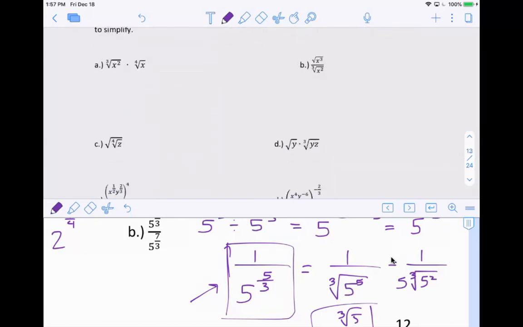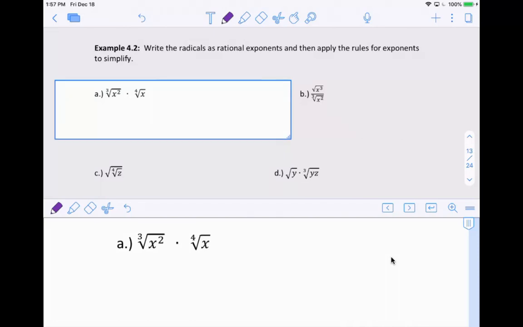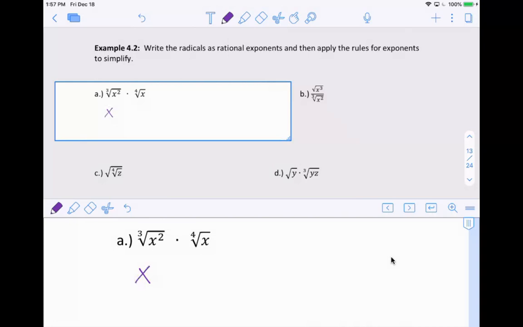Let's work with some variables now, where you'll probably see more of these. This looks like a hot mess. Straight up a hot mess. The cubed root of x squared times the 4th root of x. That's so hard to see how I would put these together. So the very first thing I want to do is rewrite these in exponent form.